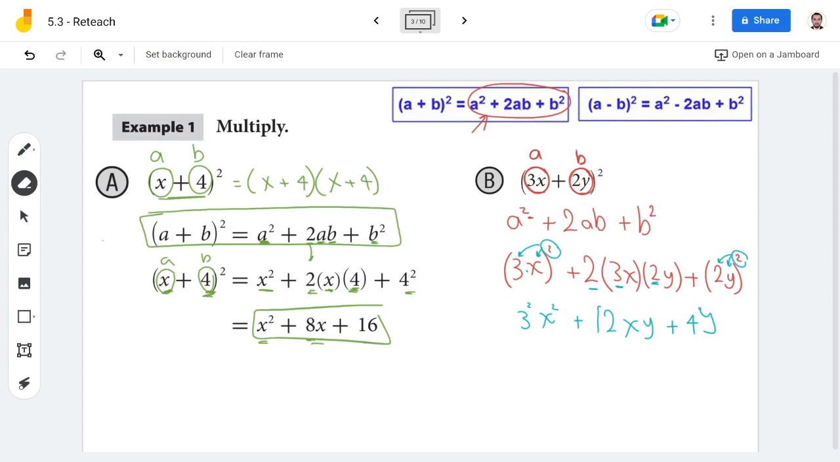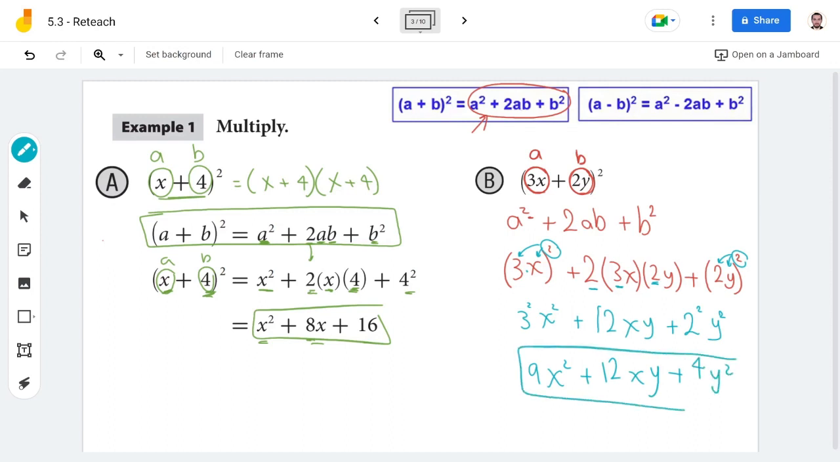Let's simplify more. So we can write it as 2 to the power of 2, y to the power of 2. Now simplify: 3 to the power of 2 equals 9, x squared, plus 12xy, plus 4y squared. So this is your final answer. I hope this one is clear.